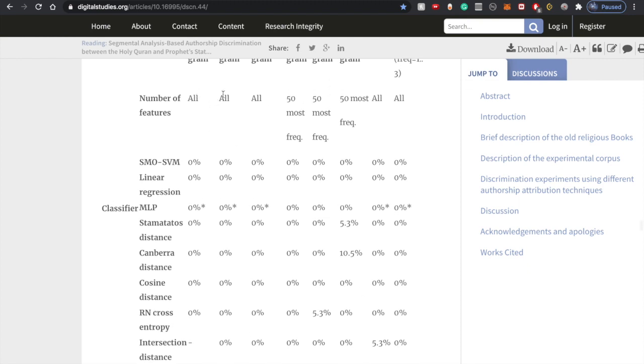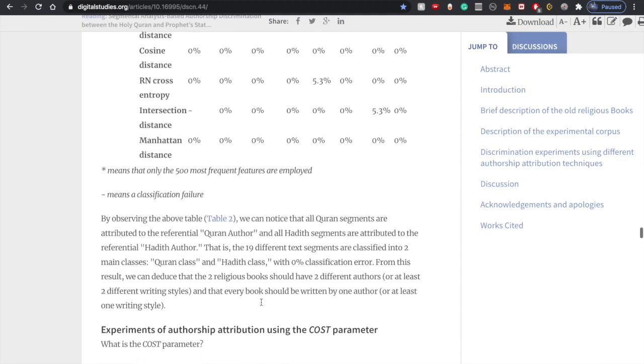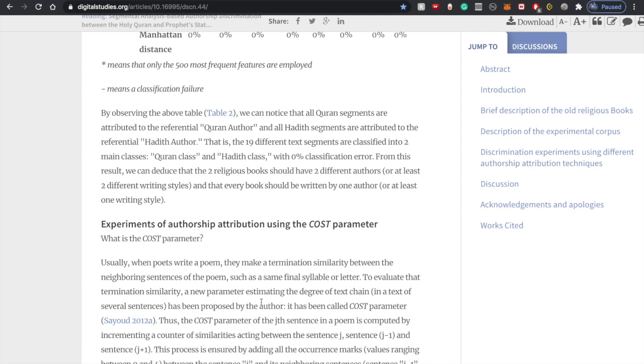The point is, they took 3 reference tests or 3 reference segments for each. And then they tested the remaining 8 for the Hadith and the remaining 11 for the Quran, and they found that these 11 perfectly matched up with these 3 reference ones, and these 8 perfectly matched up with these 3 reference ones from the Hadith, and neither of them matched up with the other. So there was an error of 0% in terms of the matching, right? And again, this is similar to what was done last time too, right? So from this we can deduce the 2 religious books should have 2 different authors.